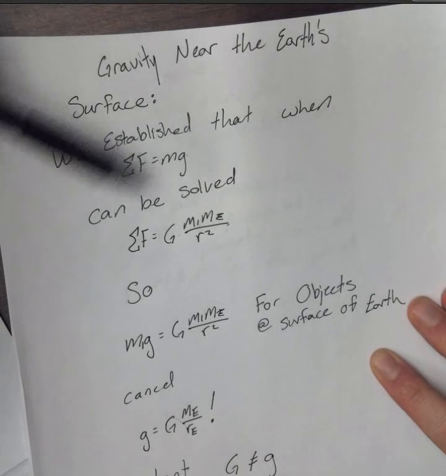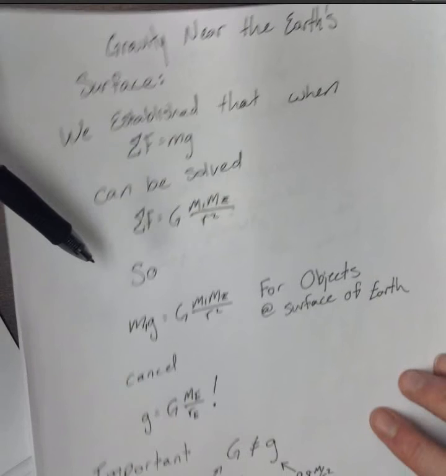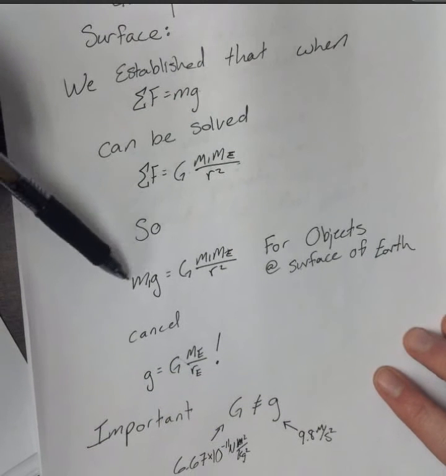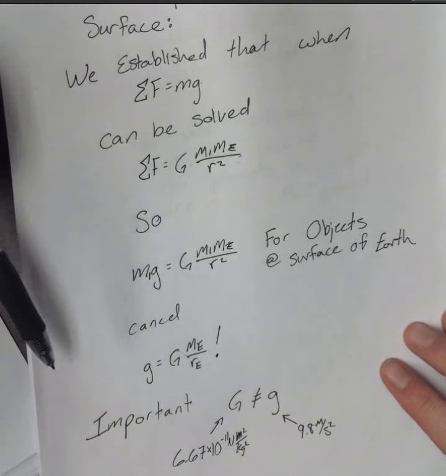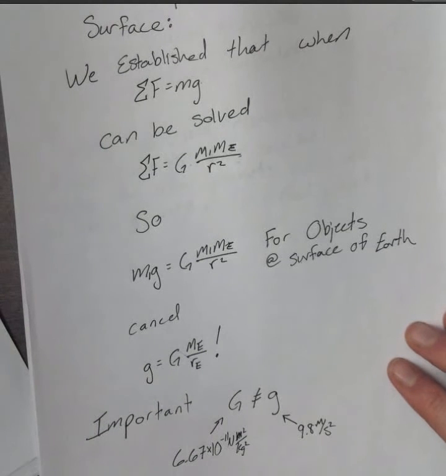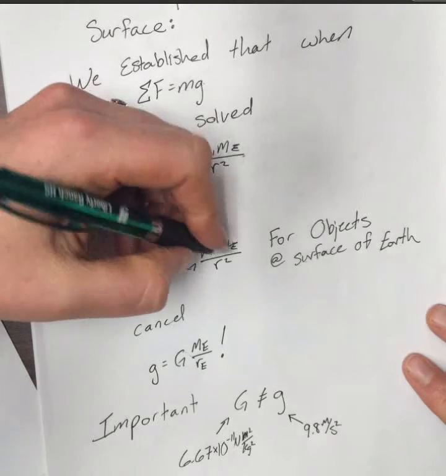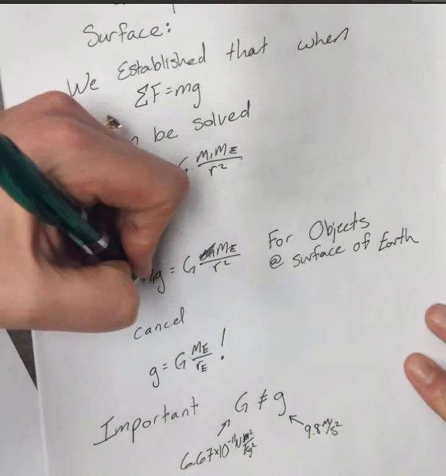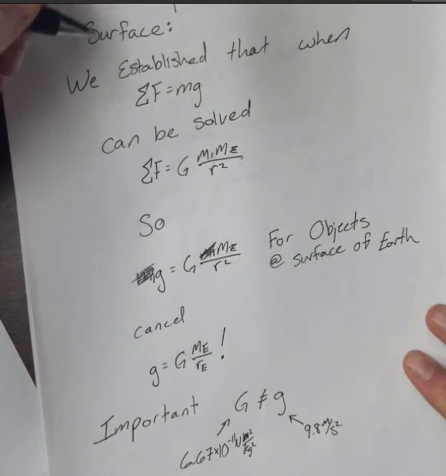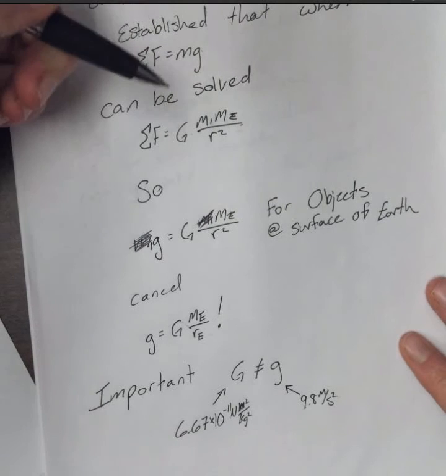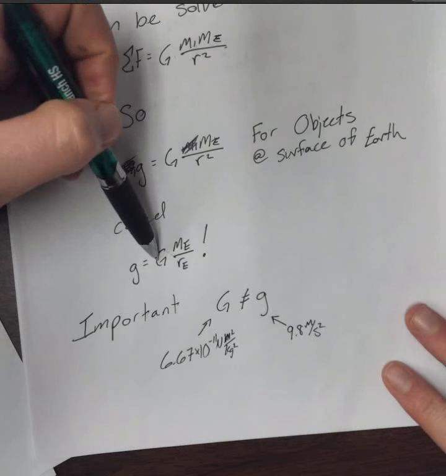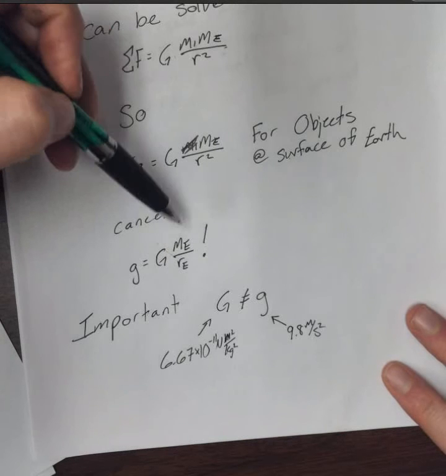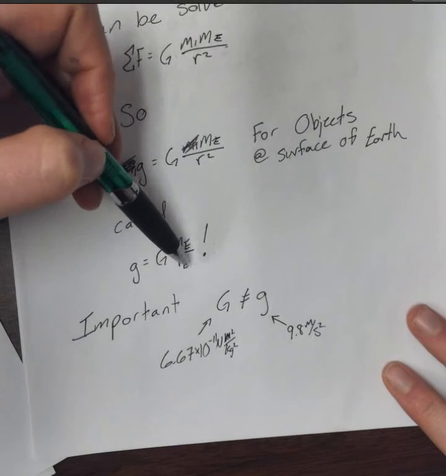So that means that in the situation at the surface of the Earth, mg is going to be equal to Newton's universal law of gravitation. And this means that one thing becomes true. You can cancel in this equation the mass that's the same on both sides, and that means that g, the acceleration due to gravity, is going to be equal to the universal gravitational constant times the ratio of the mass of Earth to the radius of the Earth.